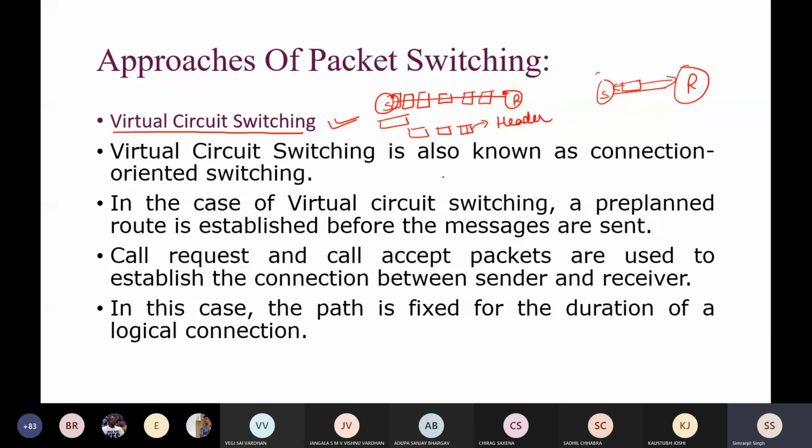Again, it is a connection oriented approach, like circuit switching. It means that a connection will be established first between the sender and the receiver, and the route is already pre-planned. Call request and call accept packets are used to establish the connection.